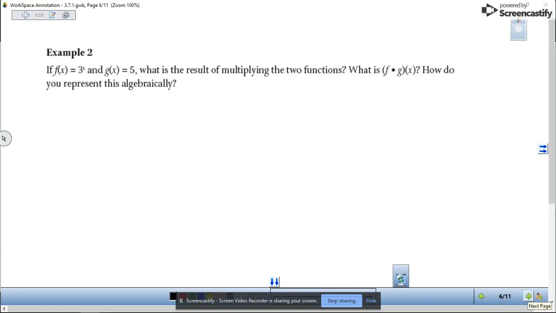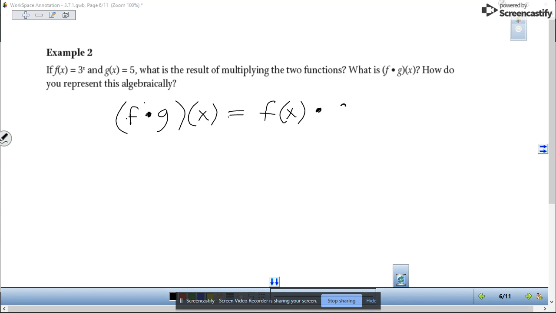Now, what happens if we multiply? F of x is 3 to the x power, g of x is 5. So f times g of x would be f of x times g of x. Okay? So what we want to do is f times g of x equals 3 to the x power times 5.